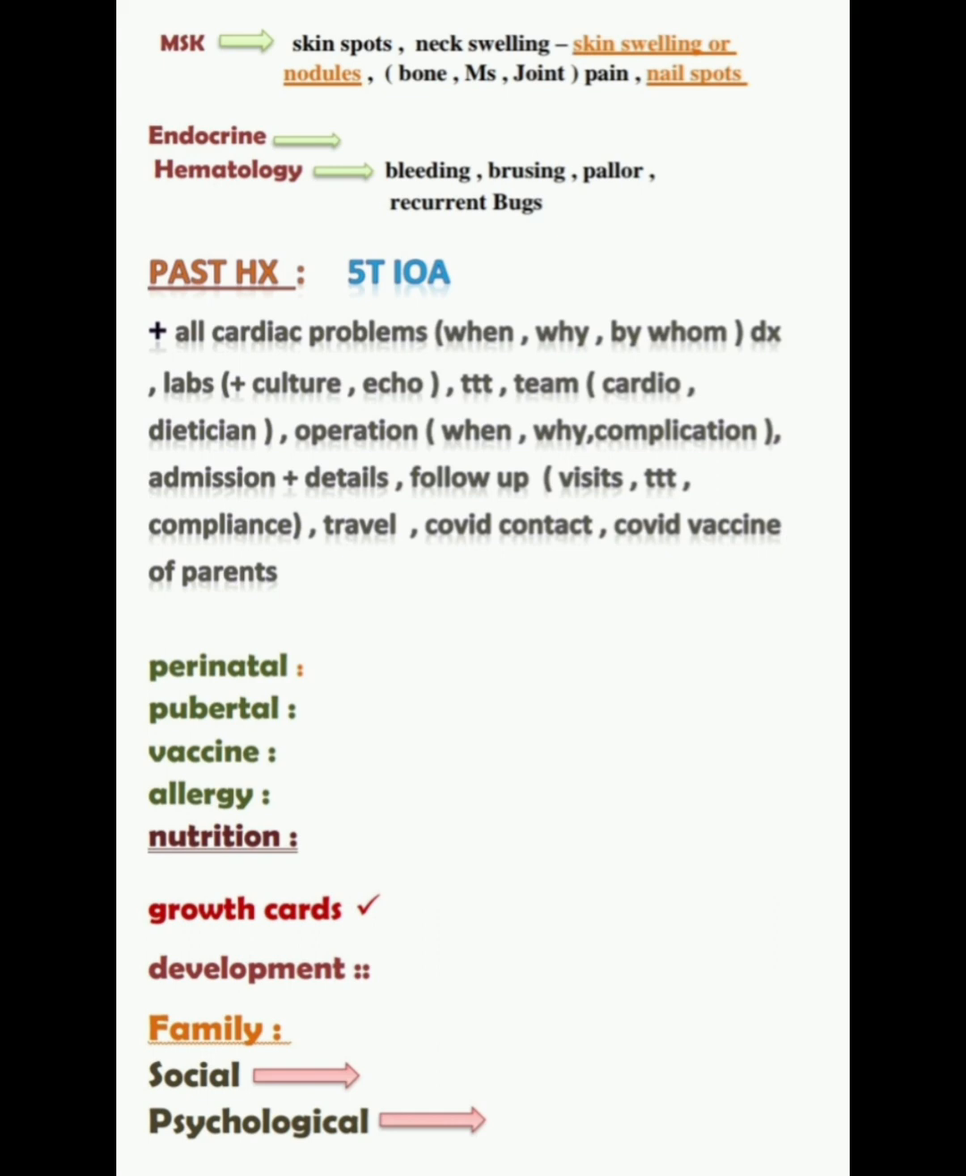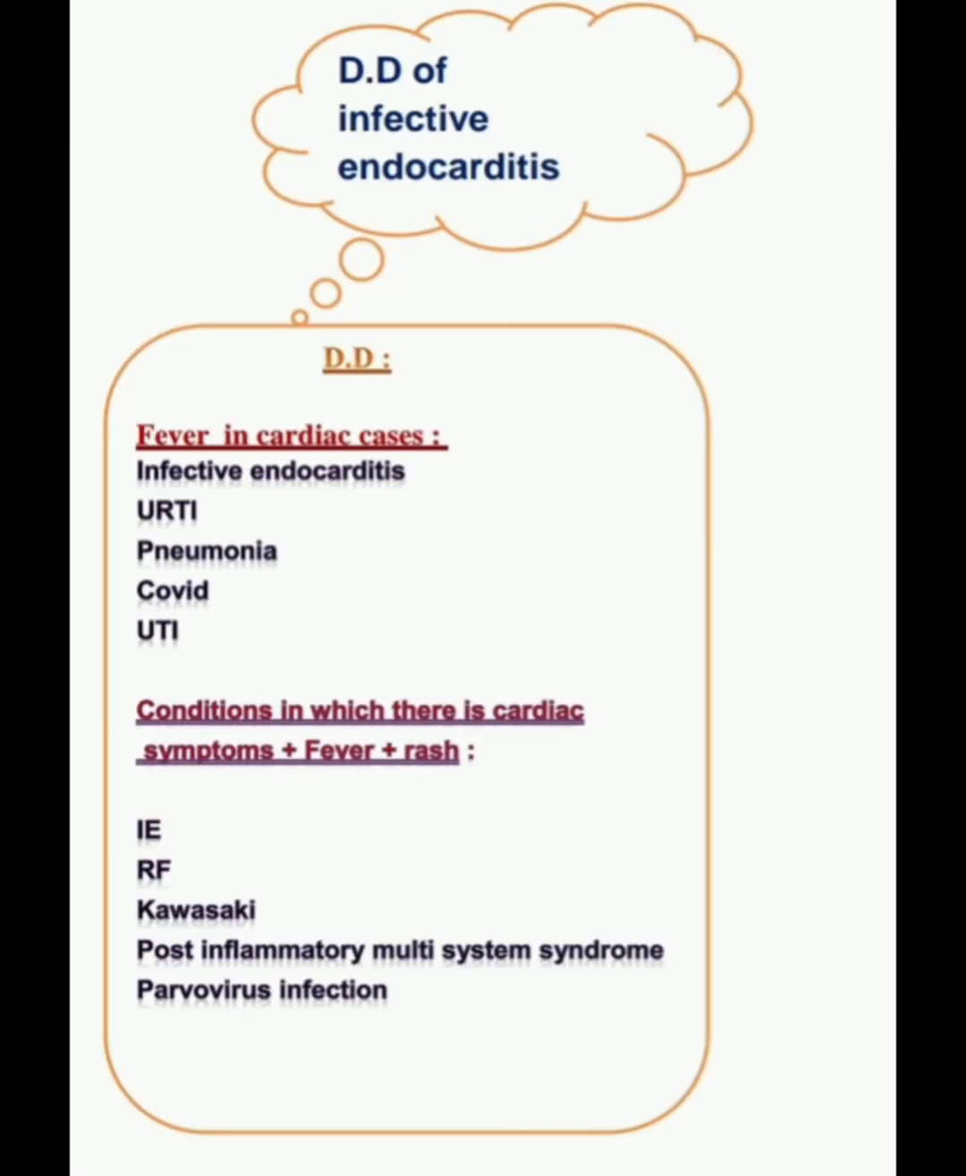Then after past history, you go to the perinatal history, pubertal history, vaccine history, allergy history, nutrition history. Nutrition history is very important here. How is his nutrition going, any special diet or not, or any dietitian follow-up. Then growth charts we will ask, is he growing normally or not, weight and height. Development, family history we will ask, any family similar condition, normal we take the history, social, psychological impact of the history we will ask. Study of infective endocarditis.